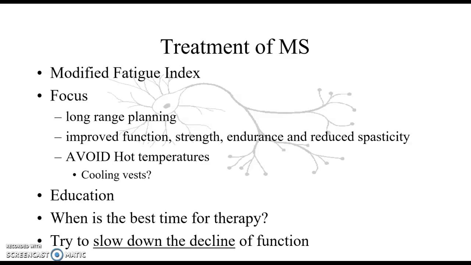So overall, we're going to try and slow down the decline of function, improve strength, endurance, and reduce potential spasticity. These patients do not do well with hot temperatures. They prefer cool temperatures. Therefore, when is the best time to do therapy, especially here in Arizona? Probably not at 3 p.m. or 5 p.m. You're going to have to do therapy early on in the morning when it's cool out. They actually make cooling vests to help reduce the amount of heat that a patient feels and help them maintain as much function as possible. So heat or hot temperatures is actually going to reduce the patient's functionality. Patient education, very important at all times.